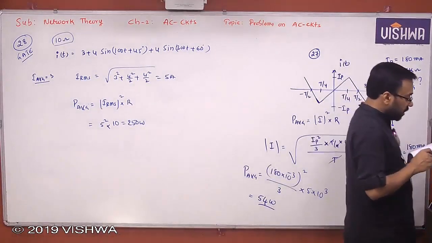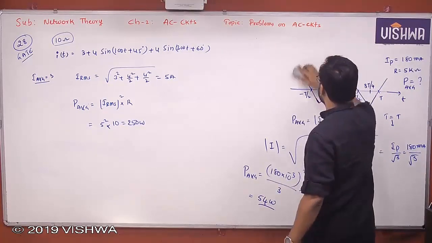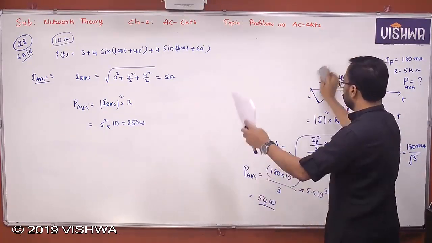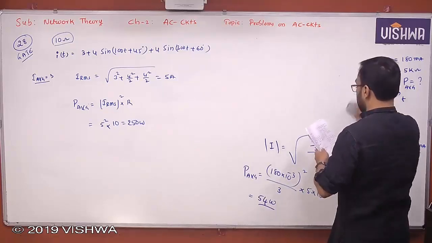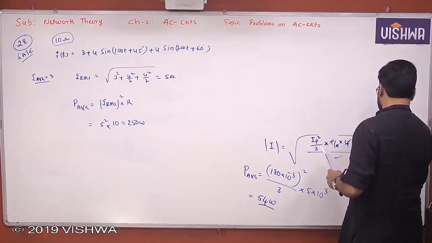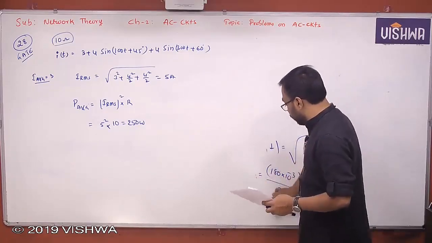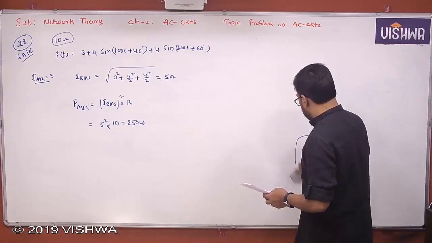Let us see now the 29th question. This question was also asked in GATE. Please note down. Meanwhile, I just remove this. 29th question. What is the 29th question given? So that's a simple problem. The 28th one is a very simple problem. 29th question.